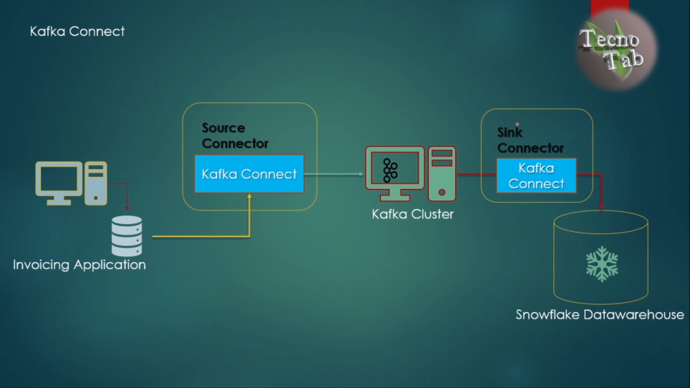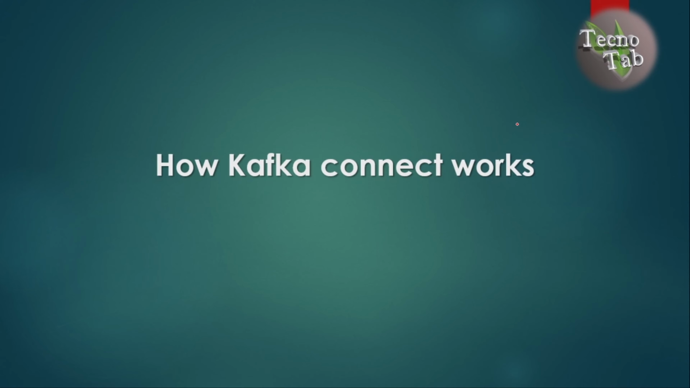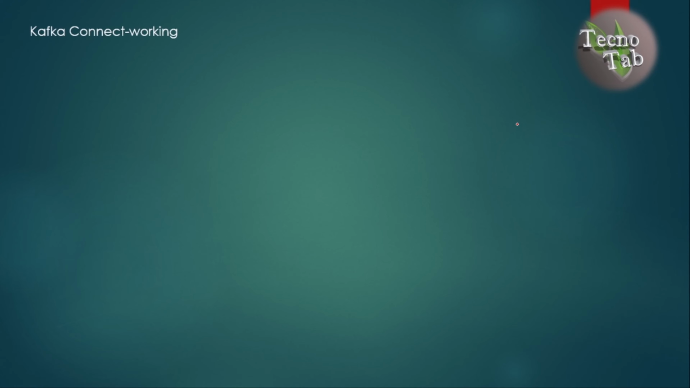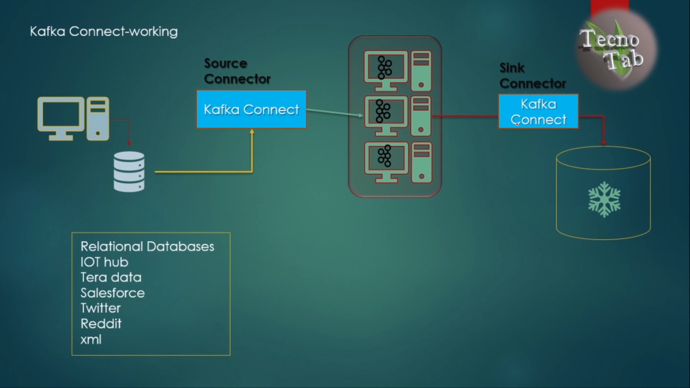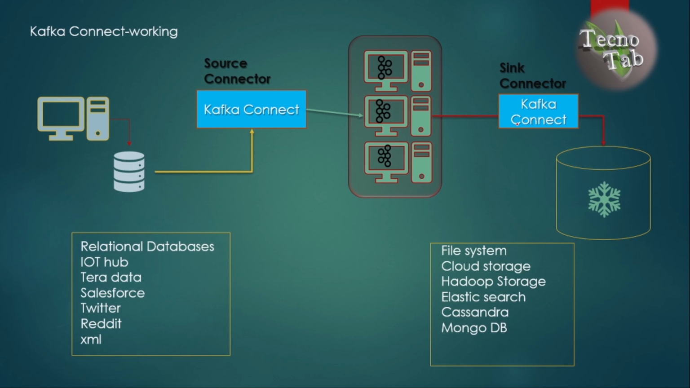Now the question comes in here, how does it work? How does it provide out-of-the-box capability for source connector and sync connector? I mean to say, how is it possible? We see in the real world we have different types of data storage. For example, we have relational databases, IoT hubs, Teradata, Salesforce, Twitter, Reddit, and so many storage systems like file systems, cloud storage, Hadoop storage, Elasticsearch, Cassandra, MongoDB. Reading and writing the data to these systems have different mechanisms and considerations. How is it even possible for Kafka Connect to do all that without writing a single line of code?